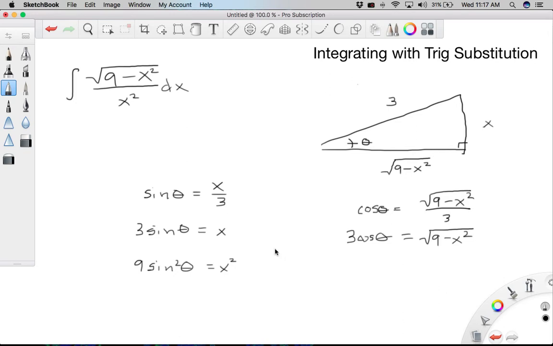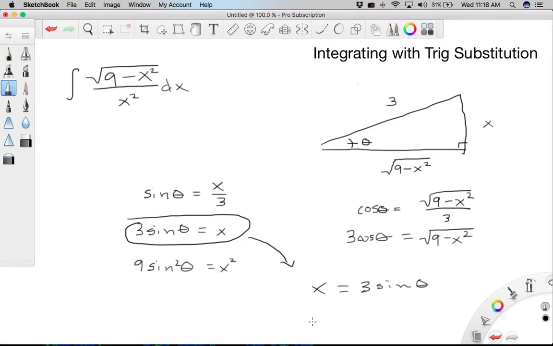Okay, so now the bottom of our fraction, instead of saying x squared, is going to say 9 sine squared of theta. Now the only part that we have left to calculate is dx. And you can't just put a d theta there because x and theta are related, but dx is not exactly equivalent to d theta. So anyways, basically what we're going to do is take this piece here off to the side because it already says x is equal to. So x is equal to 3 sine of theta.